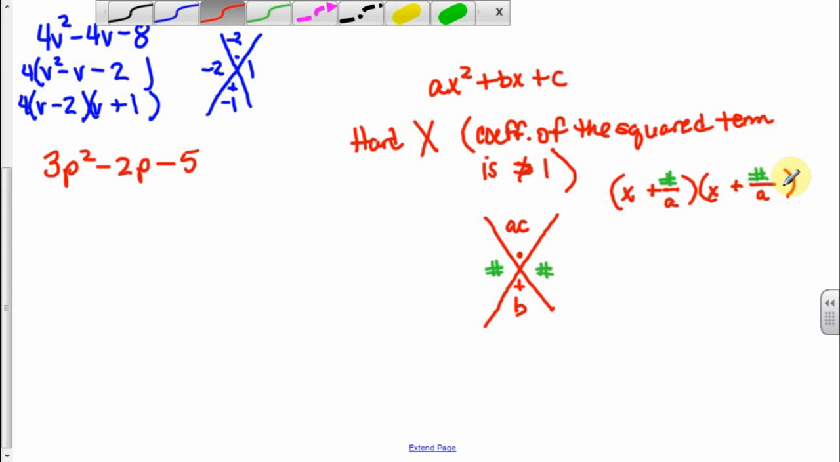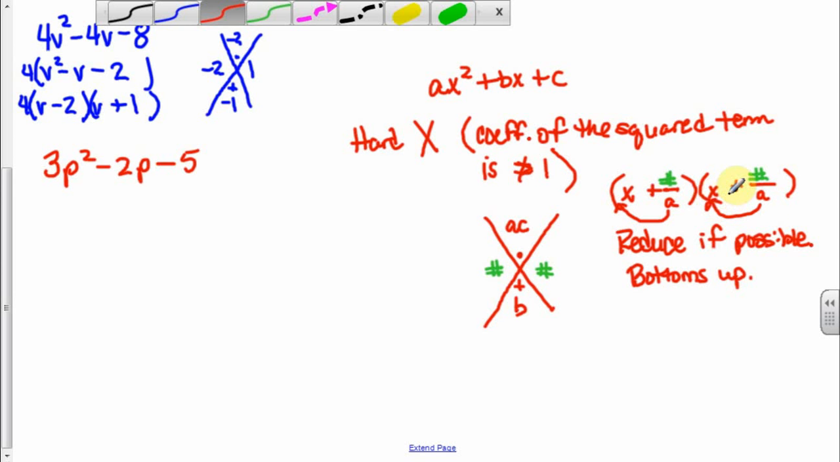Because you had to multiply the c by the a to find those 2 numbers. So when you bring that over here, you're going to need to divide those 2 numbers by the a to kind of make it equal out. At this point, you will reduce the fractions, if they can be reduced. And then you will bottoms up. You will bring the bottom number, if there is still a bottom number, up in front of the x after you reduce the fraction. That's how I do it.